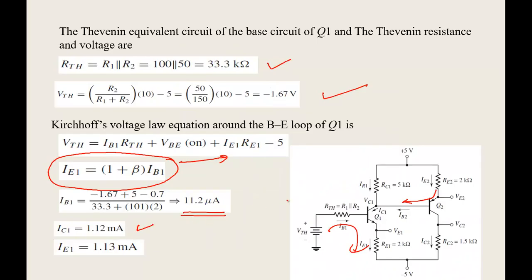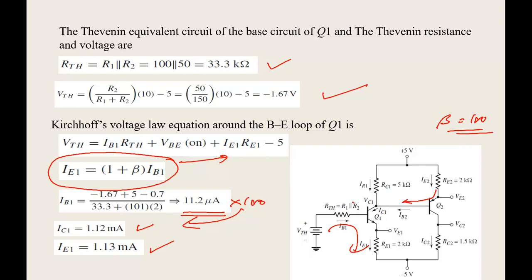Obviously beta is 100, it is given to you. So its beta is 100. If it's not given in the problem, you can also assume it to be 100. So find that one, because IB into 100 is nothing but your IC. Then how will you find IE1? It is 1 plus beta into IB1. Using this formula you can find IE1.